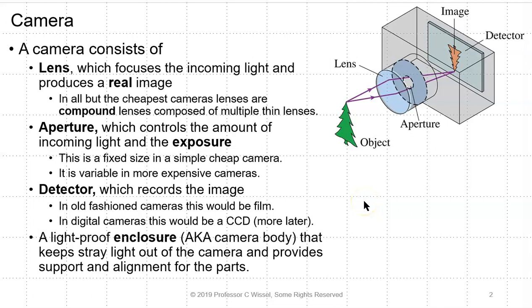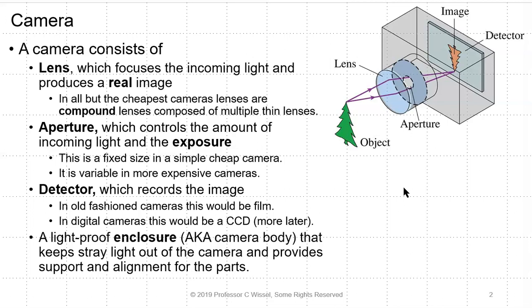Okay, a camera is a lot like your eyes. In fact, it has all the same parts as your eyes, and they have pretty much the same function. A camera consists of a lens which focuses the incoming light and produces a real image. All but the cheapest cameras have compound lenses composed of multiple thin lenses. Now, your eye does too. Your eye actually has the cornea and your lens. The aperture, which controls the amount of incoming light and the exposure.